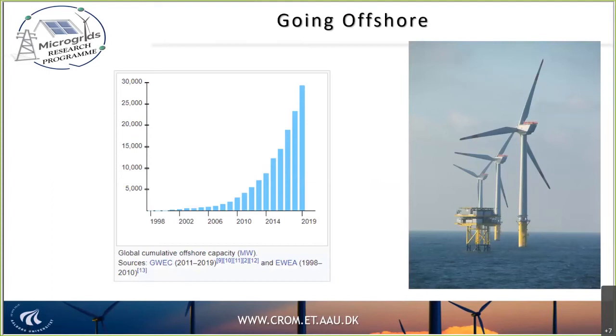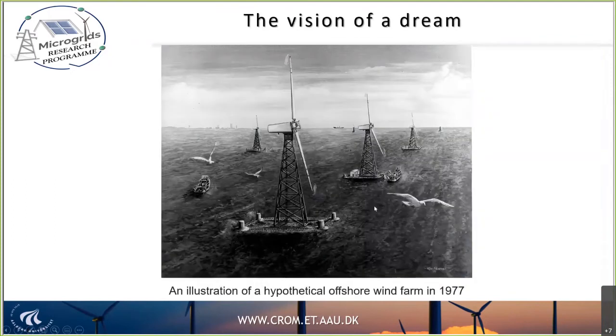In the last few years, the number of offshore wind is increasing. This is the global cumulative offshore capacity in the world in terms of megawatts. We are talking now of around 30 gigawatts accumulated last year. And this is impressive. It was really a vision of a dream. This is an old illustration of a hypothetical offshore wind farm in 1977. Someone drove this as an inspiration, and then it became true.